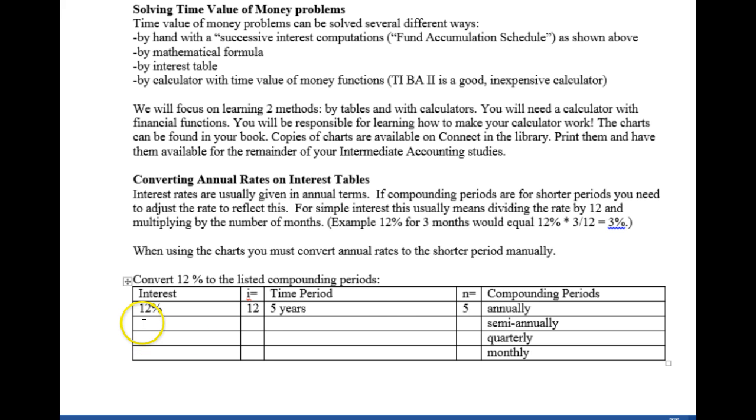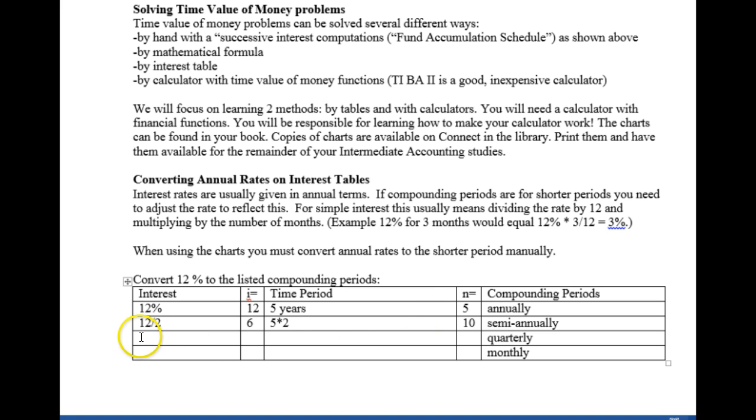If you have a 12% loan and you compound semi-annually, that's going to have you divide that interest rate. And so you're going to have an interest rate of 6%, but you're going to compound it twice a year. So 5 years times 2 times a year, your number of periods is going to be 10. So i equals 6 and n equals 10 if you're going to compound semi-annually.